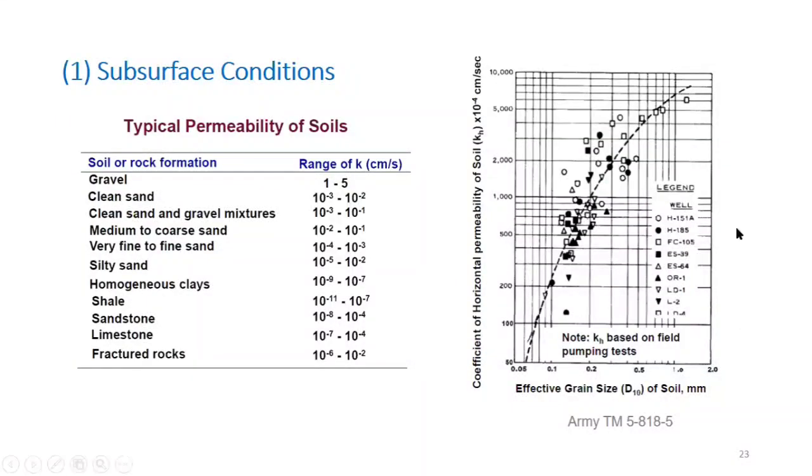And one thing is clear from this figure, that this is based on field pumping tests. That means quite reliable. Secondly, you can see a relationship: as the D10 of the soil, the mean grain size of the soil, is increasing, the horizontal permeability is also increasing at almost the same rate. Okay.